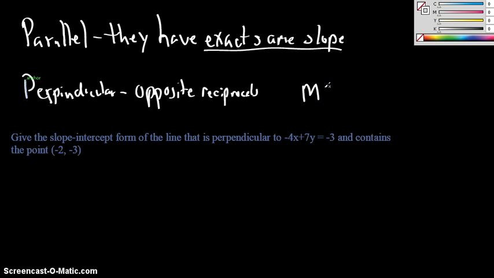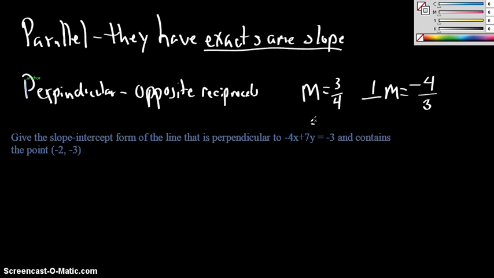If I have one slope is equal to 3/4, the opposite reciprocal, so the perpendicular slope, opposite means change the sign. This was positive, this will be negative. Reciprocal means flip it, so it's 4/3. So that's one example.